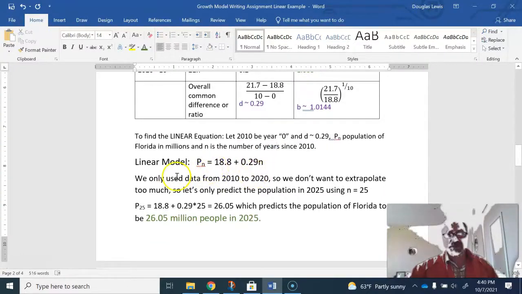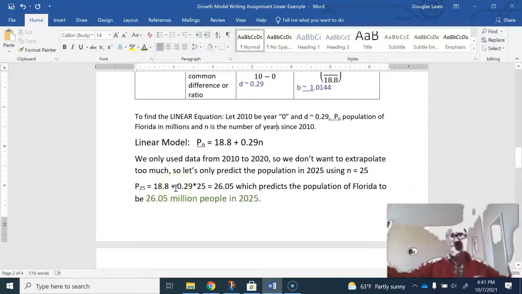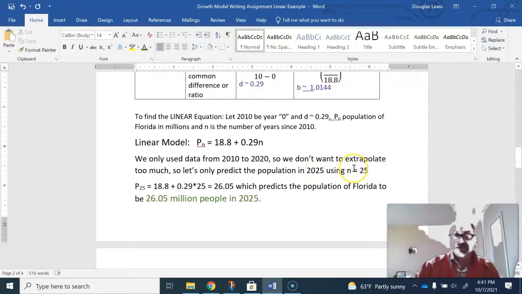Now, we only use data from 2010 to 2020. That's not a lot of years, and so we don't want to extrapolate too much. Extrapolate means go beyond the data. Making a prediction is an extrapolation. It means it's going outside of the numbers that we were working with. But I only use 10 years, so I'm only going to go 5 years into the future from 2020, 5 years past what I have. So remember, N is the number of years since 2010.